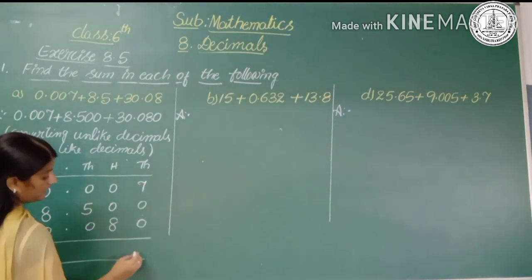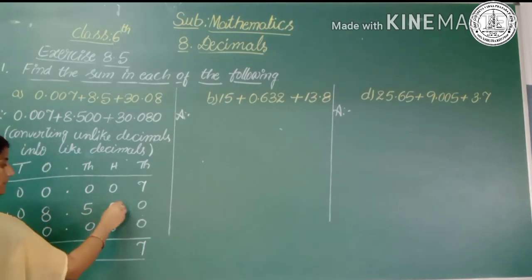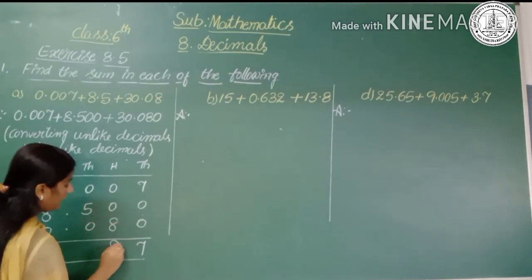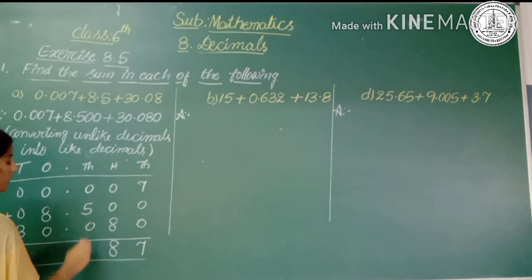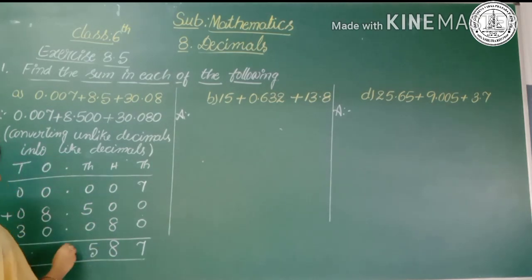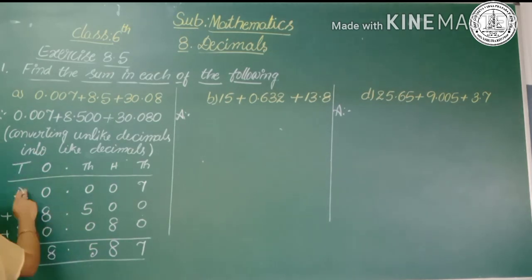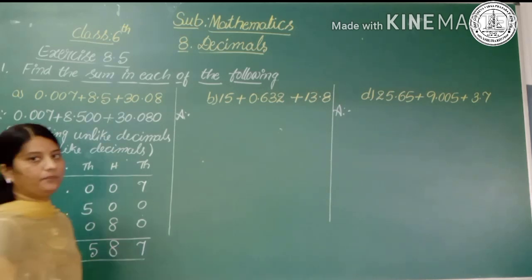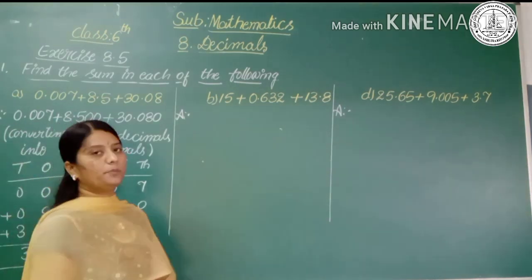0 plus 7 plus 0 is 7, 0 plus 0 plus 8 is 8, 0 plus 5 plus 0 is 5, and write the decimal point. Okay, and 0 plus 8 plus 0 is 8, 0 plus 0 plus 3 is 3. Yes, what is the sum of the given three numbers? That is 38.587. Okay, then similarly do the B1.